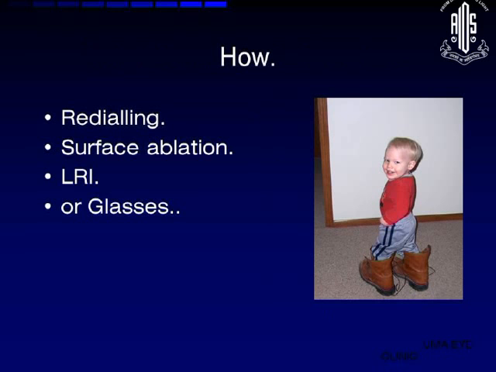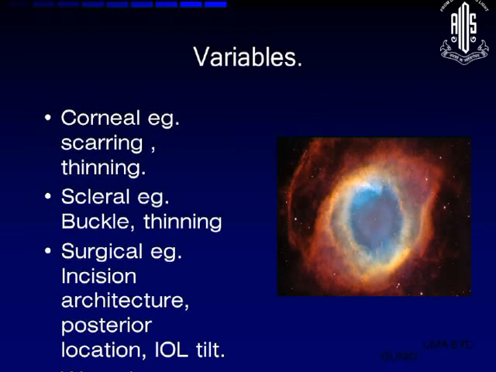And how do you do it? You can redial, you can do a surface ablation, you can do a limbal relaxing incision, or even give glasses if the patient is willing. There are some things which are not in our control at all. These are, for example, corneal scarring and thinning. So if there is any indication that the patient might have an issue, such as clearly a thinning, if the incision architecture is not right, if there's an IOL tilt, a wound, a suture, or if it's steroid induced.